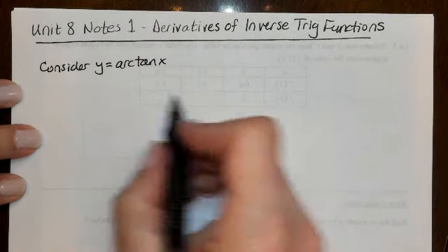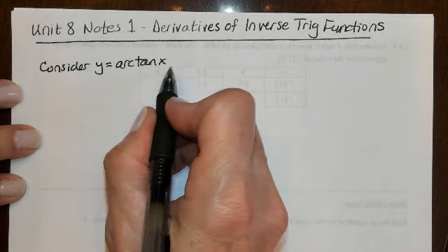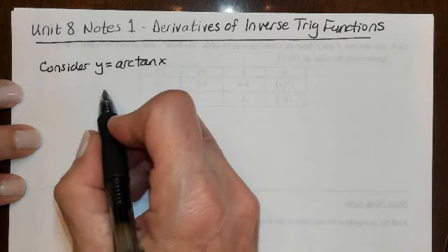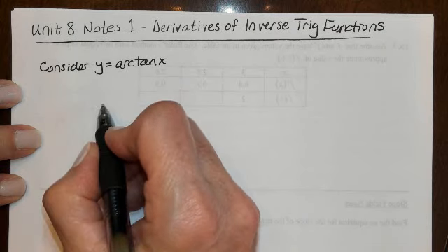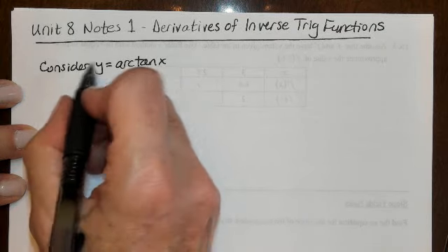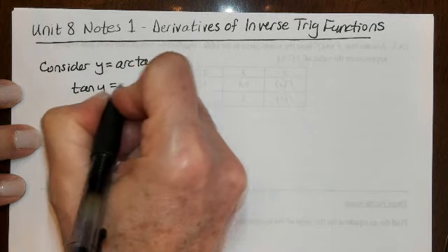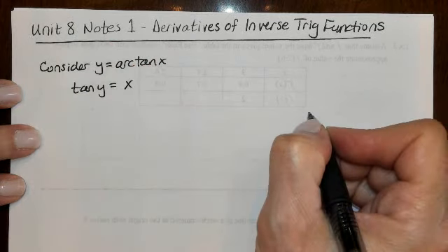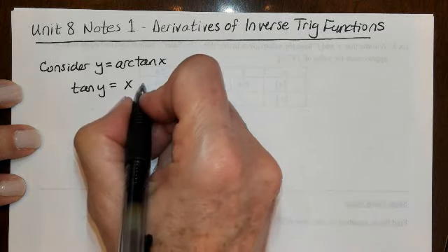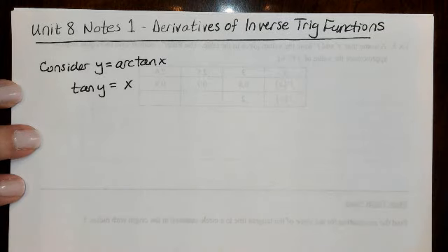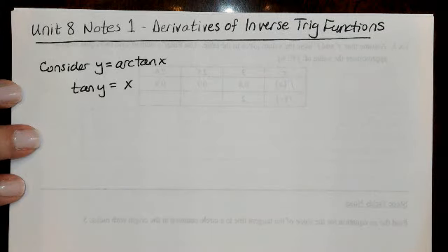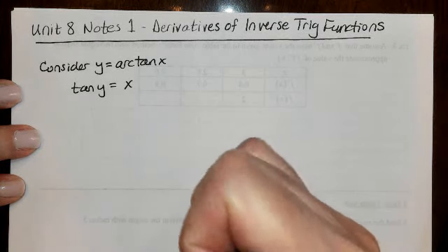And we know that this also means tangent inverse of x, right? So if y is equal to arctan of x, that means if we take the tangent of both sides, that means that tangent of y is equal to x, right? Before we do anything else, let's go off to the side and let's describe this situation in a triangle.